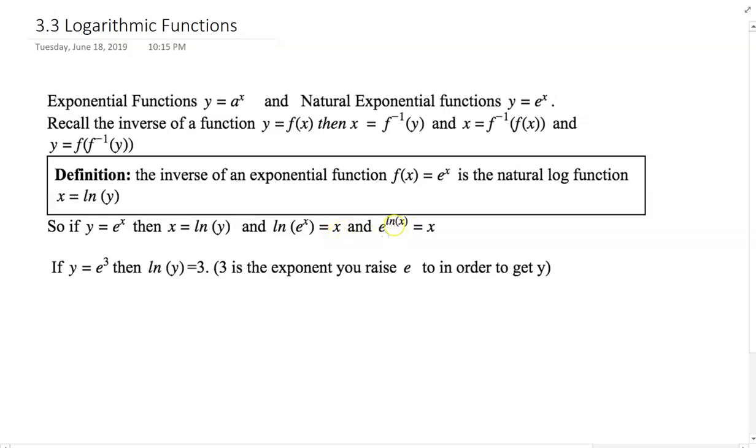And e to the ln of x equals x. Again, the same idea from inverse functions operating on each other. If y equals e to the third, then ln of y equals 3, and 3 is the exponent you raise e to in order to get y.